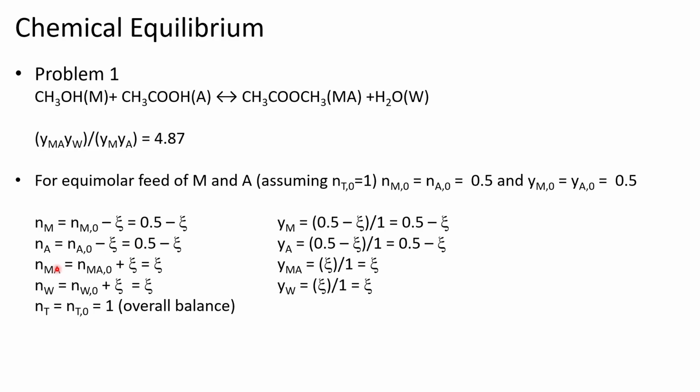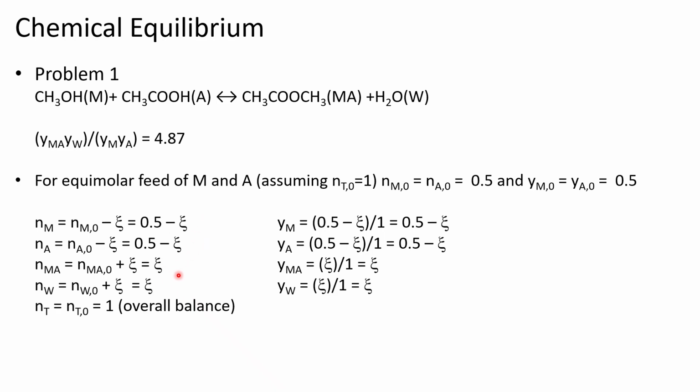There's no moles of methyl acetate in the feed. This N sub Ma0 is 0. Likewise, there's no water in the feed. This N sub W0 is 0. So these expressions for the number of moles that exit reduce to, for methanol, 1/2 minus xi. We have the same relationship for acetic acid. And the number of moles of methyl acetate and the number of moles of water that are produced are both equal to xi.